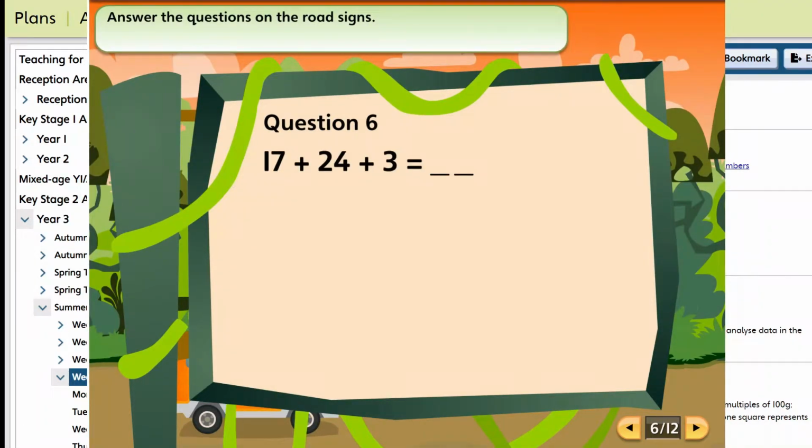Question 6. 17 plus 24 plus 3 equals what? Again, remember, you don't have to do the sum in the order it gives you. You can move the numbers around because there's definitely 2 numbers there that added together will make your life a lot easier.